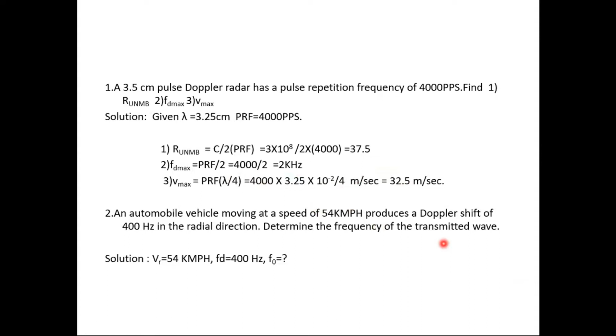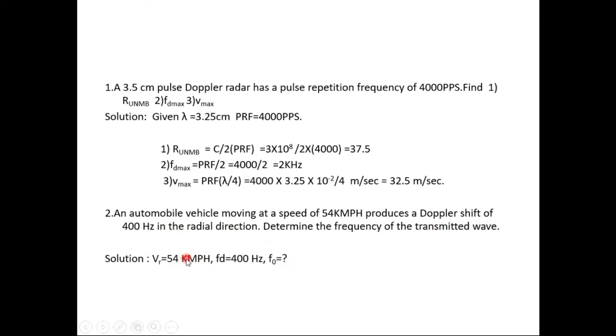Second problem. An automobile vehicle moving at a speed of 54 km per hour produces a Doppler shift of 400 Hz in the radial direction. Determine the frequency of the transmitted wave. For the solution, we write down the given data: the velocity Vr in kilometers per hour, and the Doppler frequency fd of 400 Hz. We have to calculate the operating or transmitted frequency.